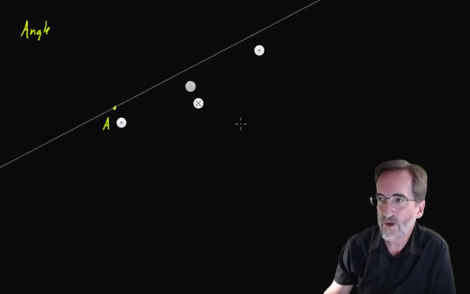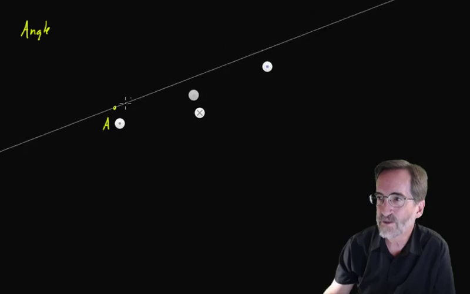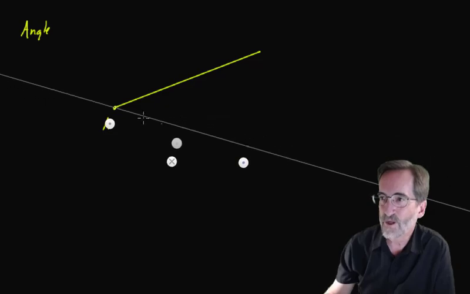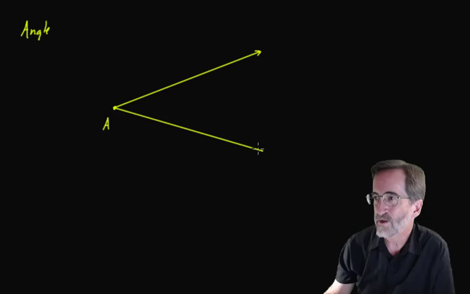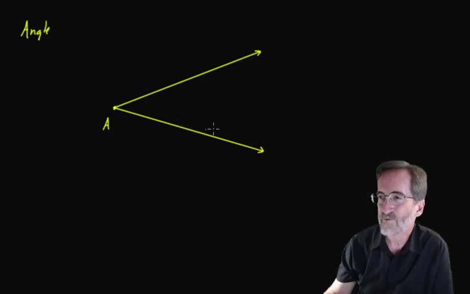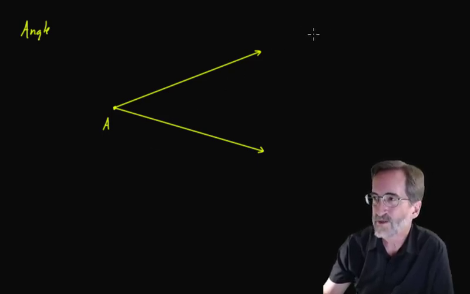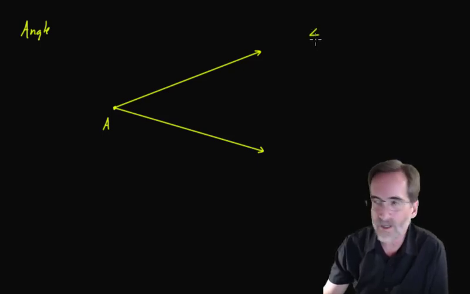So I can draw a ray starting at A and going off in this direction. And I can continue by drawing another ray going in another direction. Rays go forever, so we're going to draw arrows on both ends of the rays to indicate they go forever. And this is angle, and the symbol is like a less than symbol, but it's got a horizontal bar at the bottom. The angle symbol has a horizontal line at the bottom.